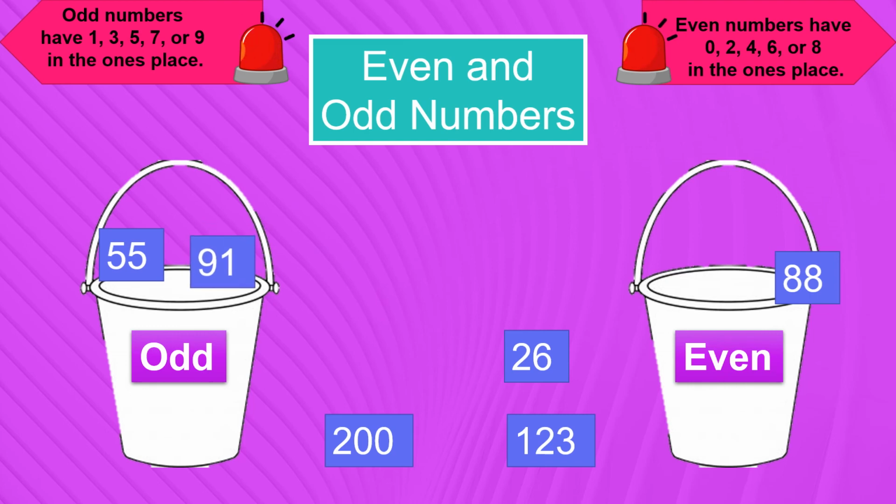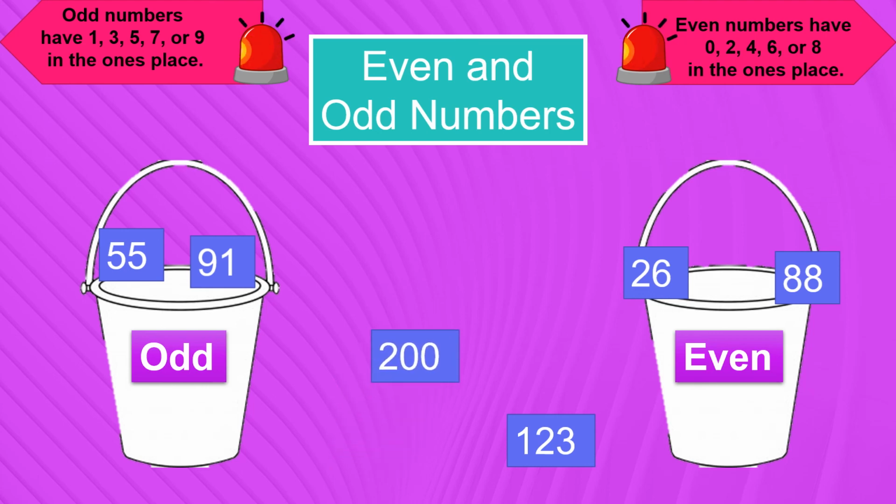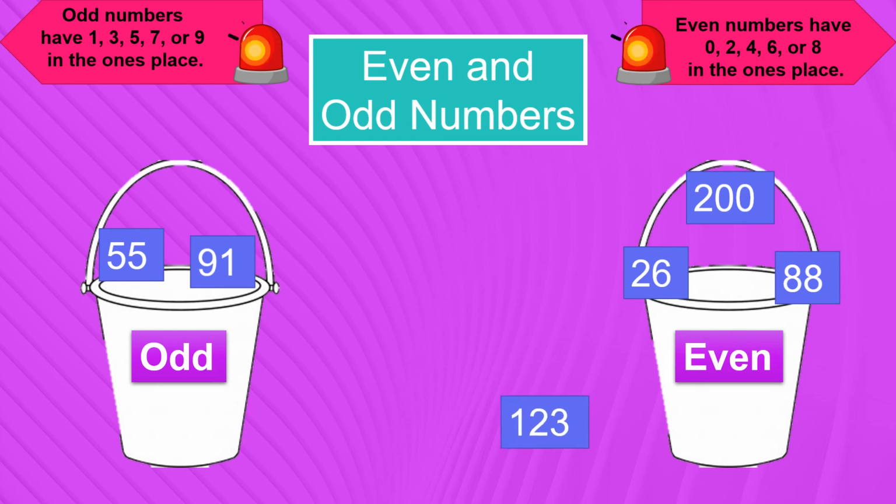You are so smart. The next number is 26. And very good. There is a 6 in the ones place. That tells us this is an even number. Next, we have the number 200. A 0 in the ones place tells us, once again, it is even. And lastly, the number 123. Good observation. A 3 in the ones place, telling us that it is an odd number.